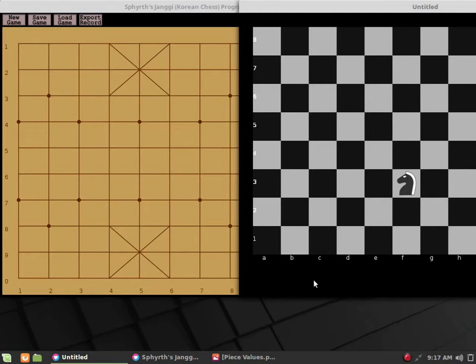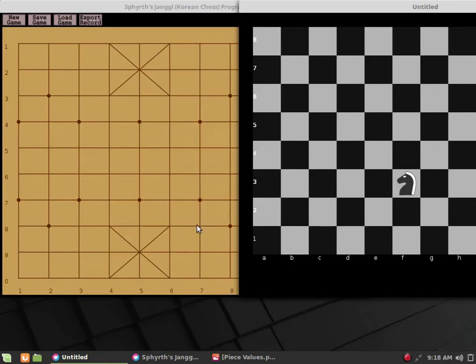But let's go through the differences. Algebraic notation, I think this is considered better. As you can see, the files are named by the succeeding letters of the alphabet while the ranks are being counted. It uses numbers for ranks and letters for the files. While on a Janggi board, they're using numbers for both ranks and files. That's one difference.